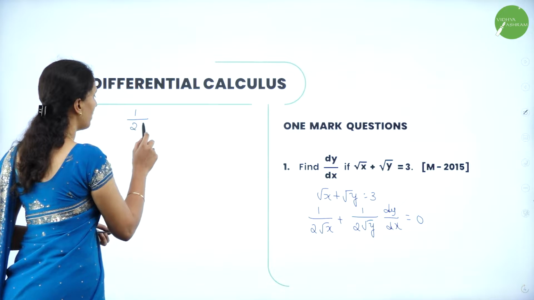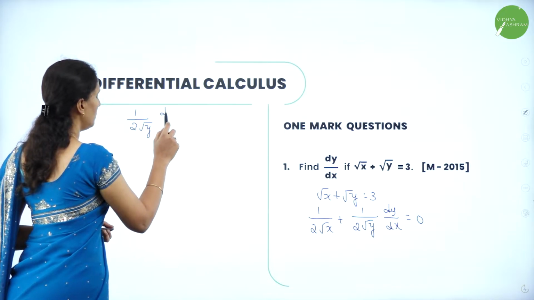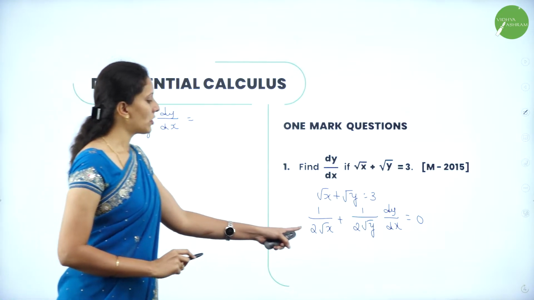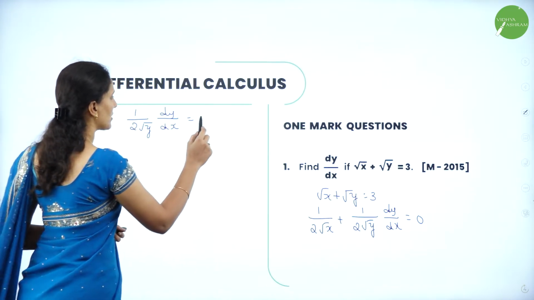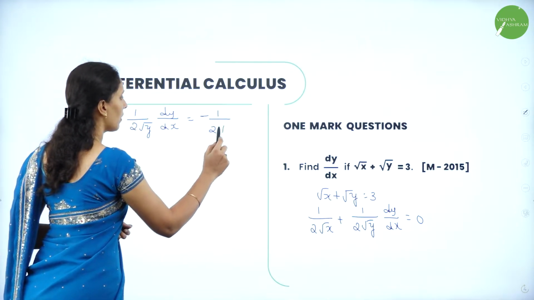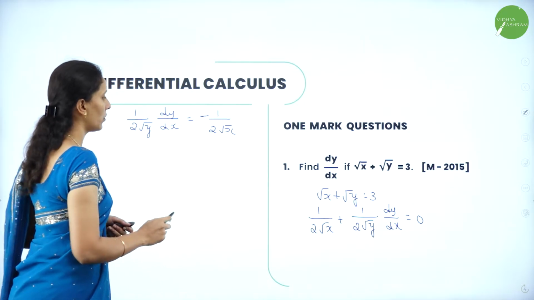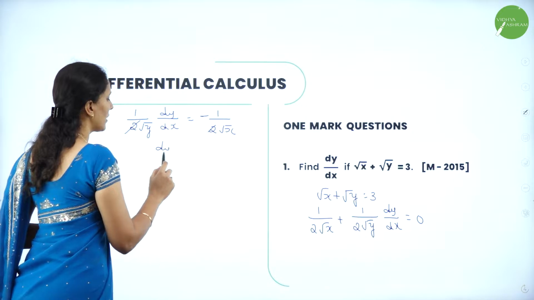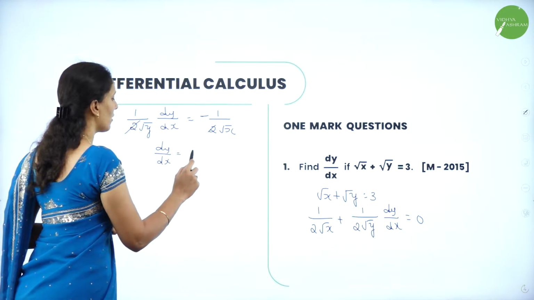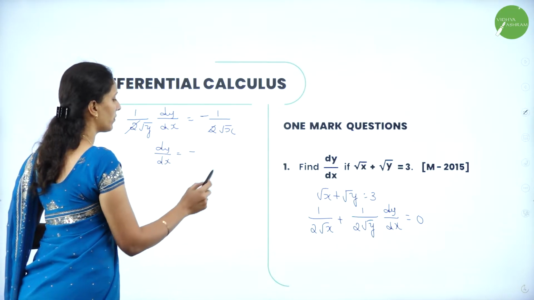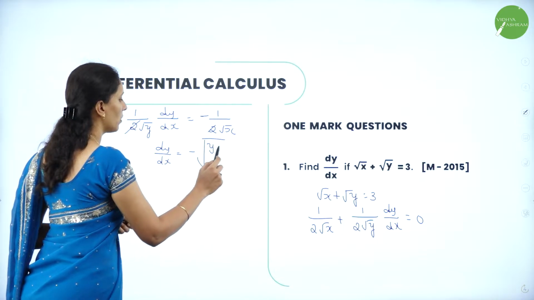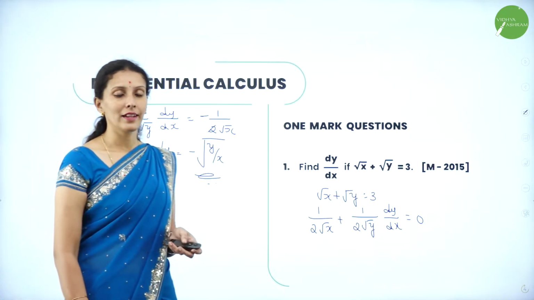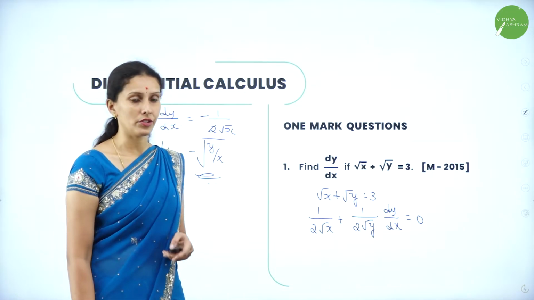Here we have 1 by 2 root y into dy by dx is equal to, I will shift minus 1 by 2 root x to that side, it becomes minus 1 by 2 root x. I can cancel 2 and 2, then I'll get dy by dx is equal to minus root y, shifted here, becomes root y divided by root x. So, this is the derivative of the given function.